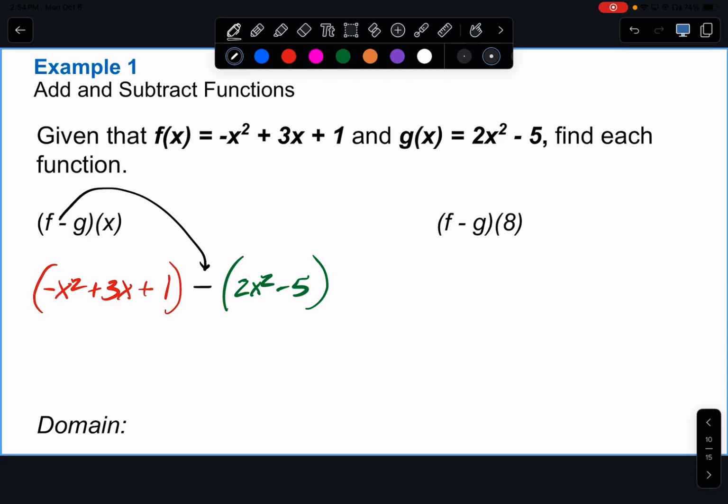This is the part where I think you can get tricked, because you might not apply that minus sign to the 5. But that is, in fact, negative times a negative. So I'm going to rewrite this below. Negative x squared plus 3x plus 1. And then it's going to be a minus 2x squared because it applies there. But then it also applies here. What's a negative times a negative? Positive 5. Now we just combine like terms.